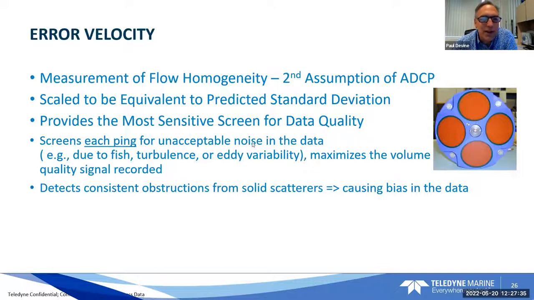But we screen each ping for unacceptable noise in the data. So if you have a fish in one beam, you will have significantly inhomogeneous flow, exceedingly large turbulence or eddy variability.